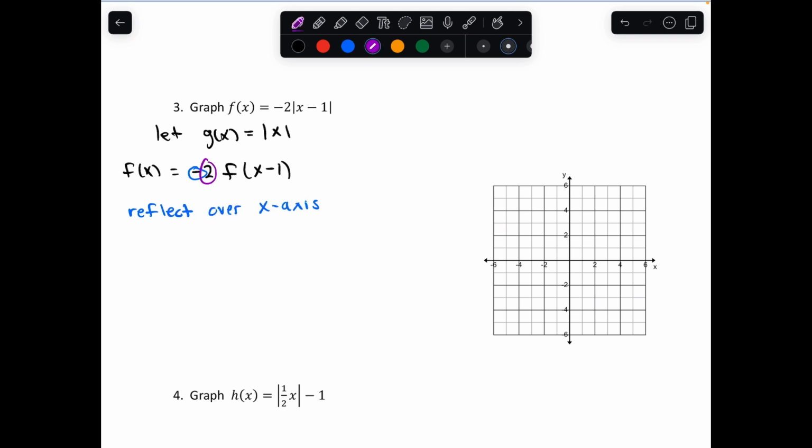We also have this 2 here. Now this 2 is saying I'm going to take all of my y values and multiply them by 2, as in I'm going to make them kind of higher. I'm going to stretch out my function. So this ends up being a vertical stretch. And finally, I have an x minus 1 as my input, so I'm going to be shifting my function to the right by 1 unit.